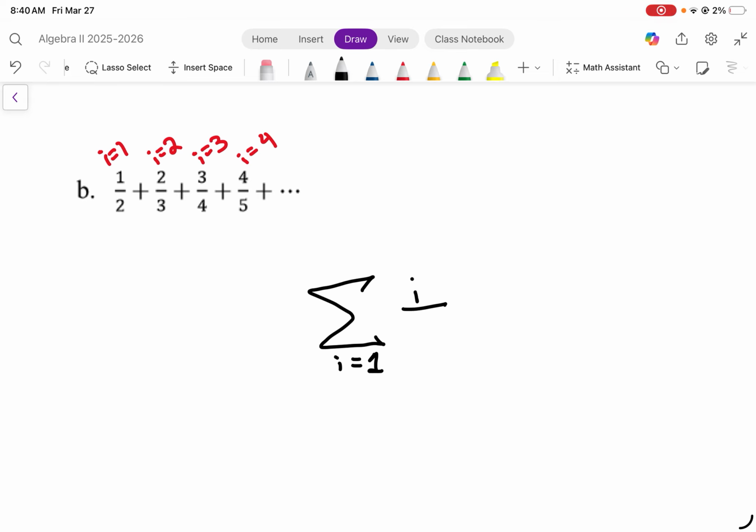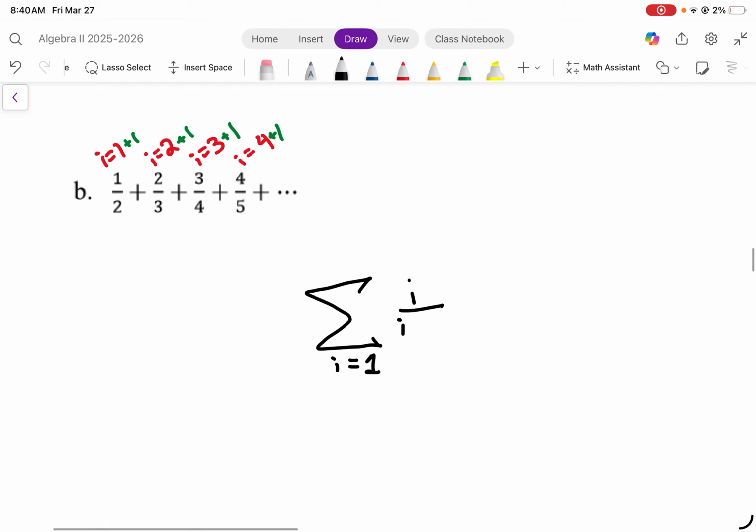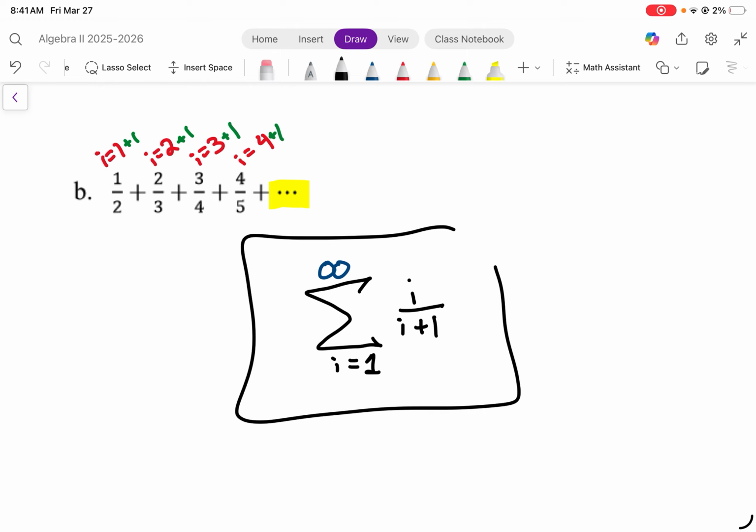Looking at the bottom, we have 2, 3, 4, and 5. I notice if I just add 1 to my I values, I am able to get my denominator. So on the bottom, I'm just going to write I plus 1. And then I have my rule. Now for this one, you'll notice there is no ending to our list. If you go back to our vocab, if there is no ending, that's called infinite. So when we have an infinite series, you are just going to put infinity on the top of your sigma. Once you have that, that is the correct notation, and you are all done with this one.